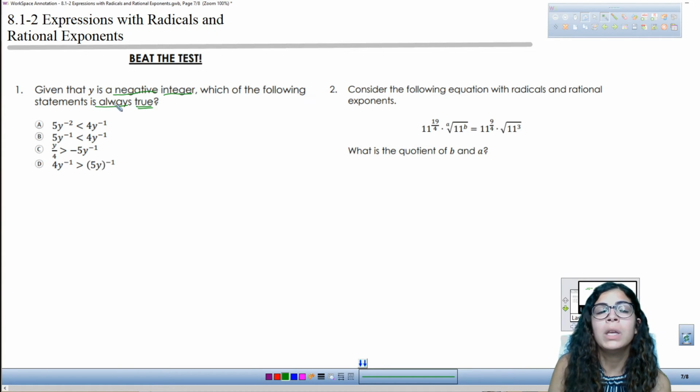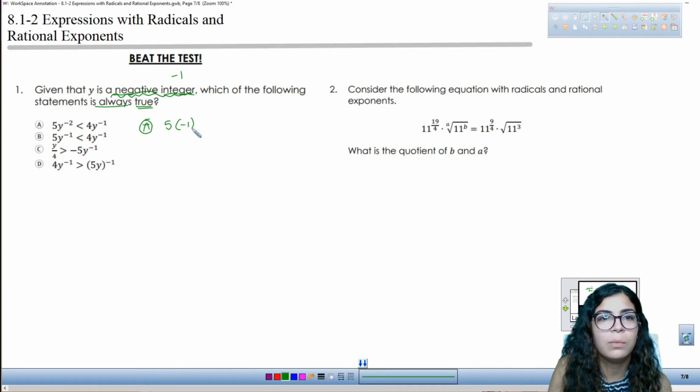Always true. So right now it's very arbitrary. Let's go ahead and pick a negative integer. The easiest one will be -1, right? This is technically the largest negative integer. So let's just try with -1, and I'll check each one of these statements, right?